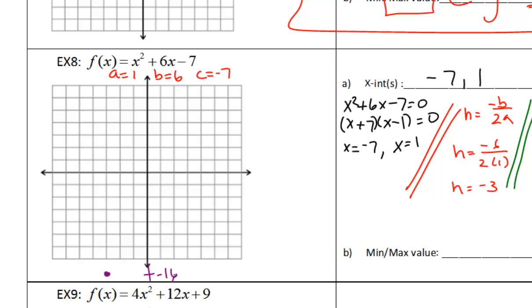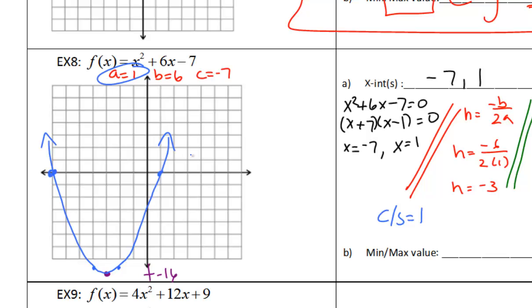Well, what's the compression stretch? Well, the compression stretch is a. a is equal to 1. So my compression stretch is equal to 1. So that tells me from this point, I'm going to have to go up 1, over 1, up 1, over 1. And I also have x-intercepts. I have it at negative 7 and at positive 1. So I'm going to put those all on there. I'm going to graph my parabola. And there we go. Perfect.